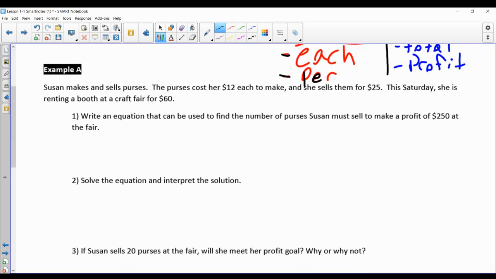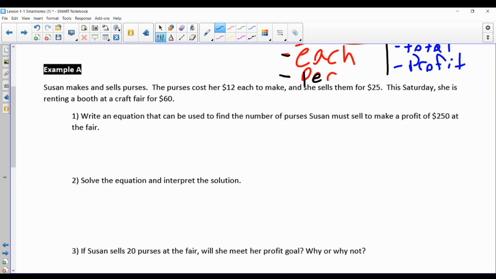Let's just read the first problem. Susan makes and sells purses. The purses cost her $12 each to make, and she sells them for $25. This Saturday, she is renting a booth at a craft fair for $60. The first problem wants us to write an equation that can be used to find the number of purses Susan must sell to make a profit of $250 at the fair.